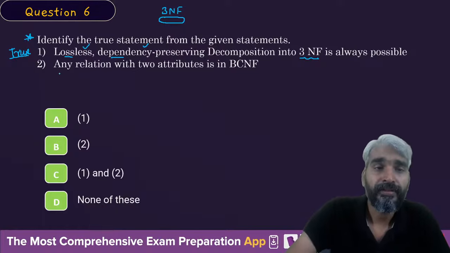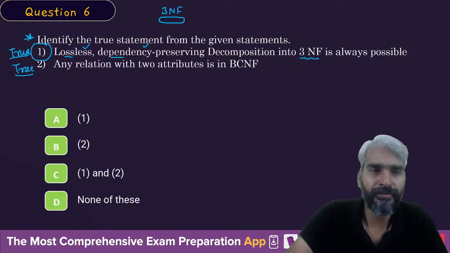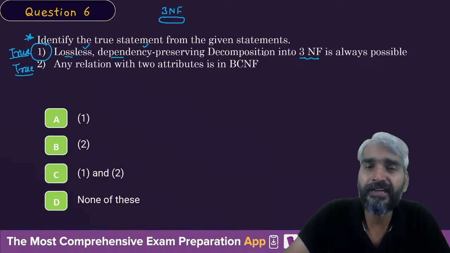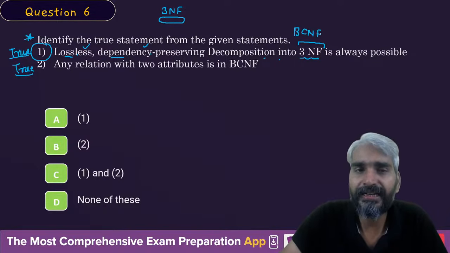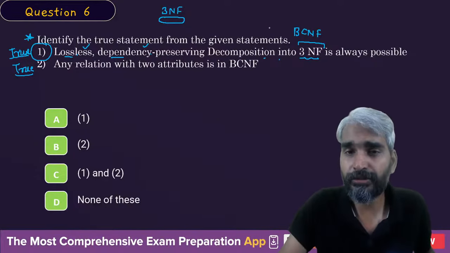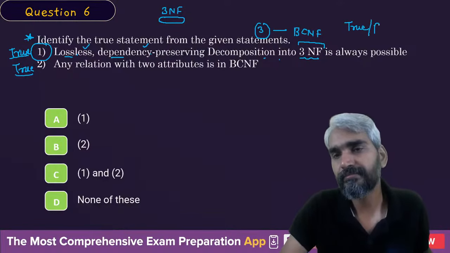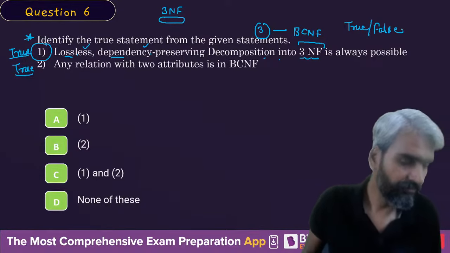Right? Now, any relation with two attributes is in BCNF, this is also true. But here is another thing you need to learn. Tell me, lossless and dependency preserving decomposition into BCNF. If I ask you whether lossless and dependency preserving decomposition into BCNF is always possible, so this new statement, if I call it a third statement, will it be true or false? Tell me whether it will be true or false.